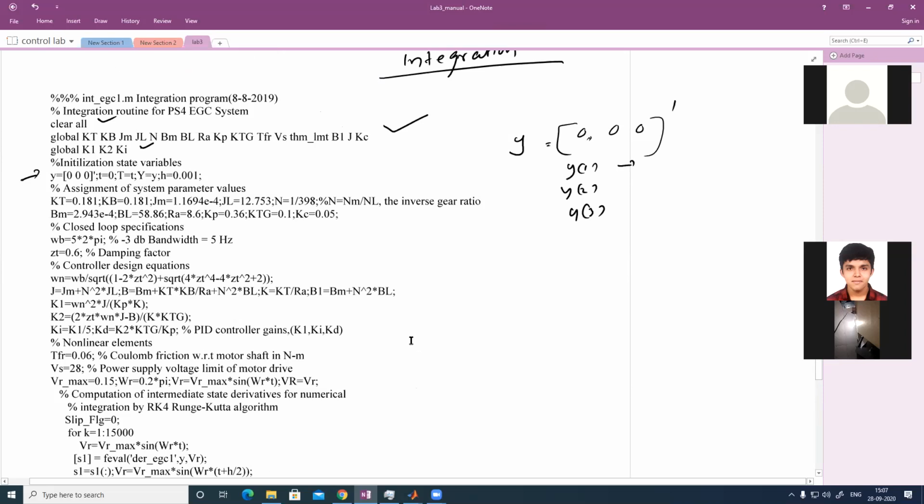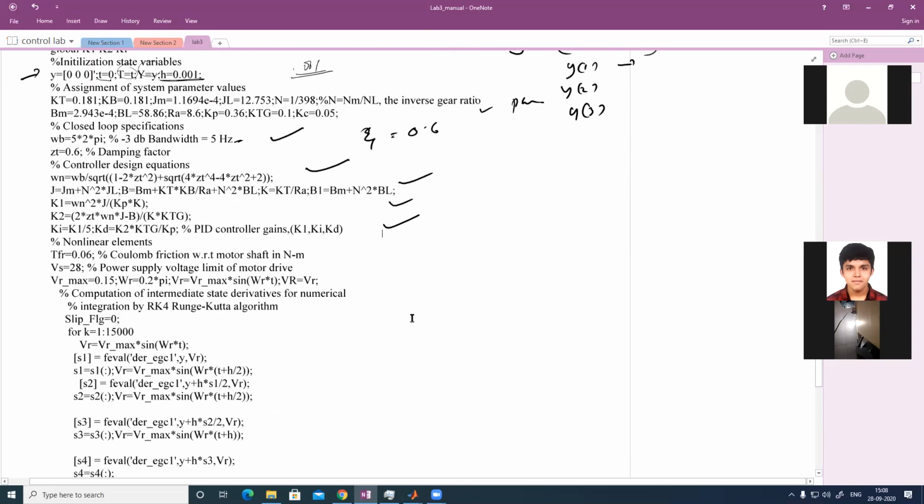So those values initialize as 0, and at t equal to 0, capital T is equal to small t, and capital Y is equal to small y, and h, the step size, is equal to 0.001. And you are declaring Kt and all the values from that parameter file. Omega b is the minus 3 dB bandwidth, that is for 5 Hz, that is 5 into 2 pi. Theta you are taking as 0.6. And omega n, these values you have done in the first lab.